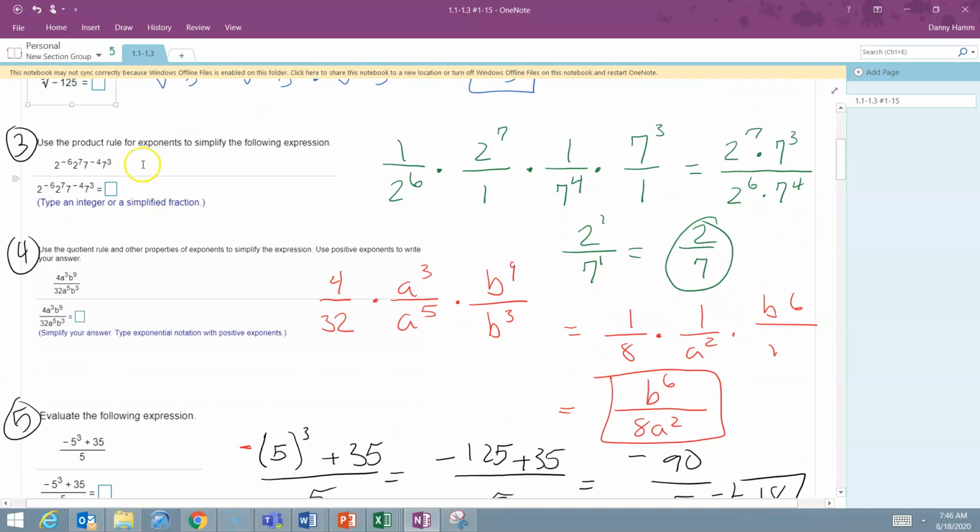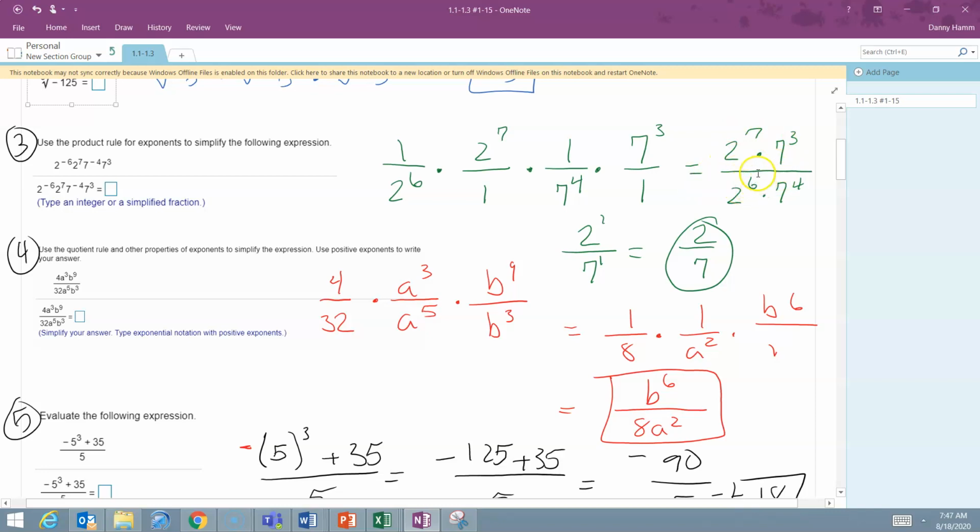Here we're going to be using the product rule or the quotient rule, which is where we can simplify numbers with exponents. So if we see a number written as 2 to the negative 6th power, that is the same as 1 over 2 to the 6th. 2 to the 7th power is the same as 2 to the 7th over 1, and I complete that for the rest of the products. And then here I wrote it all together.